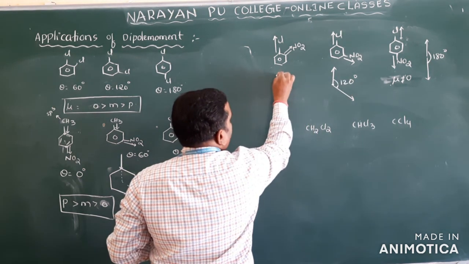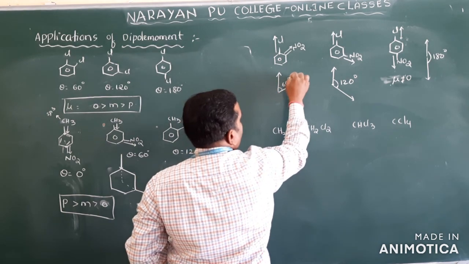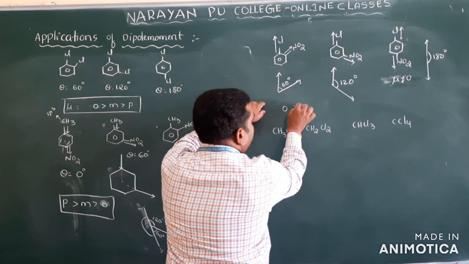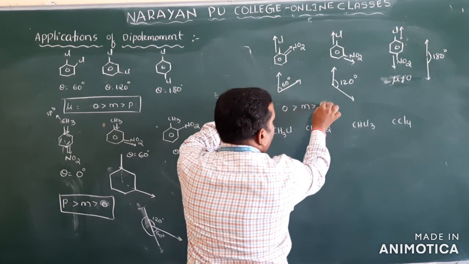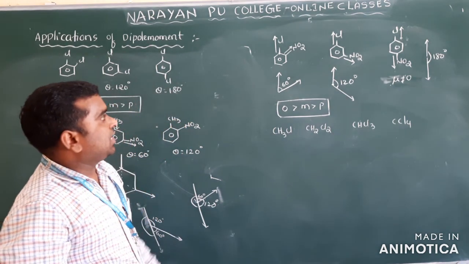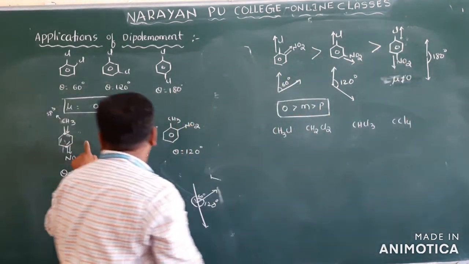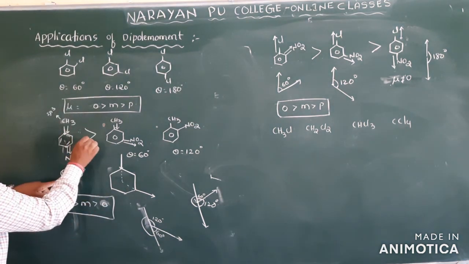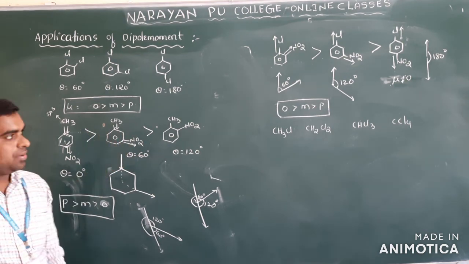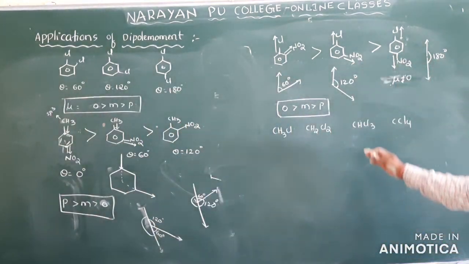Here what is it? Dipole moment like this and dipole moment like this for this one. What will be the angle here? 60. So which one will have the highest dipole moment? Ortho will have the highest dipole moment, then para, then the meta. This is the dipole moment direction. Clear? So this is having the highest dipole moment compared to this. And this is having the highest dipole moment compared to this. Para, ortho, and clear?